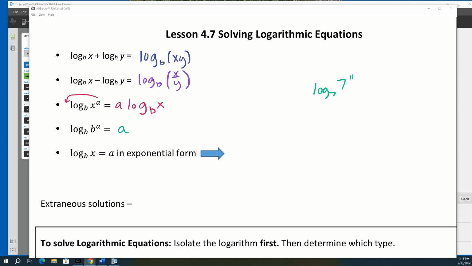All right, and then finally, the very first thing we learned about logarithms was how to write them in exponential form. So if I have log base b of x equals a, what would that be in exponential form? B to the a equals x.